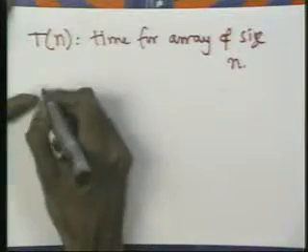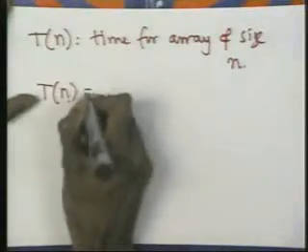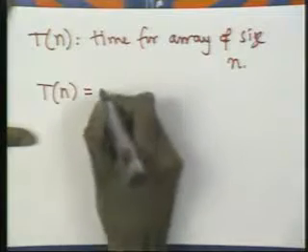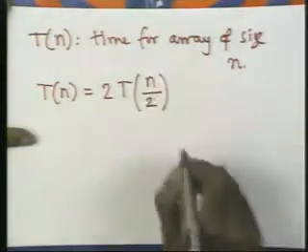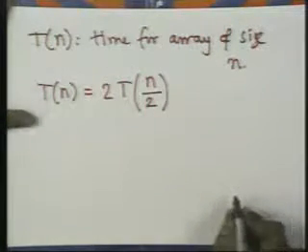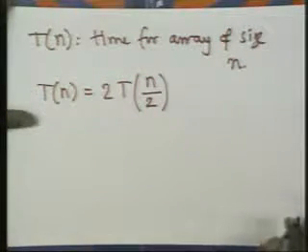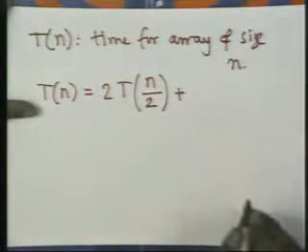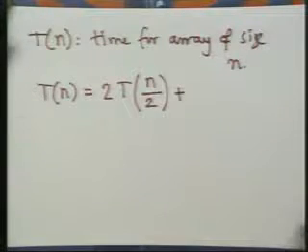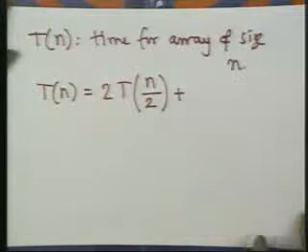The divide step doesn't take any time, but there are two sub problems of roughly equal size. So that gives you 2T of n by 2. Again, we'll not worry about floors and ceilings, for ease of calculation. And then there is a merge step. How much time does the merge step take on an array of size n? Good. So this is something we need to do. So what is the merge step on an array of size n? So merge.